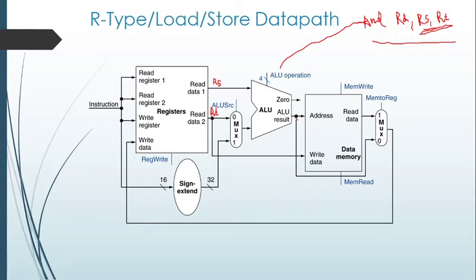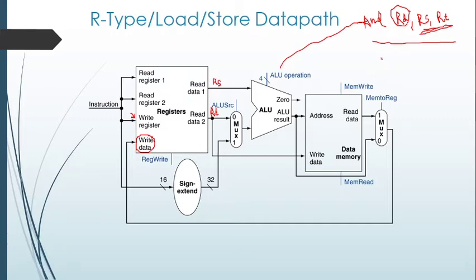So the result is passed to the register write data field through this multiplexer. So that data is actually written back. But where is it written? This RD is the destination, and this RD is passed to the write register number. So this RD is the register number, which is passed to the write register field of the register file. So this is how an R type instruction works.